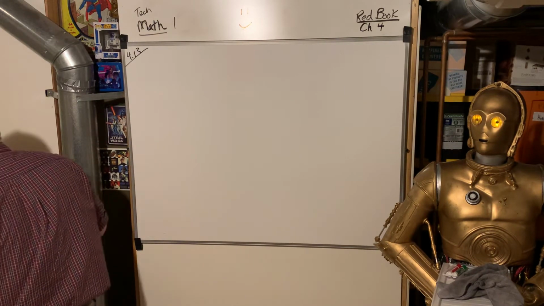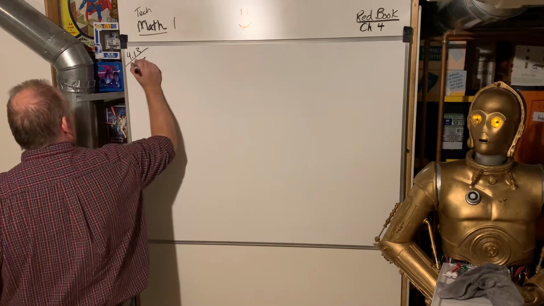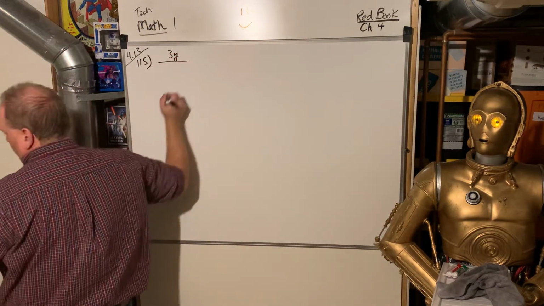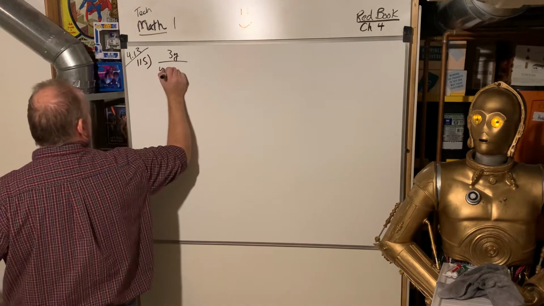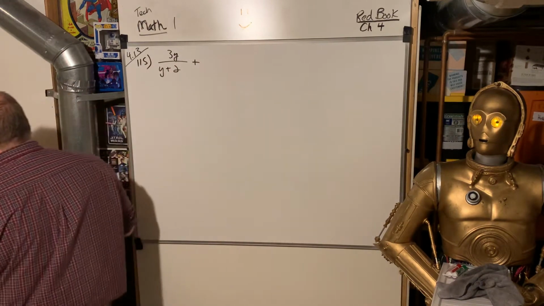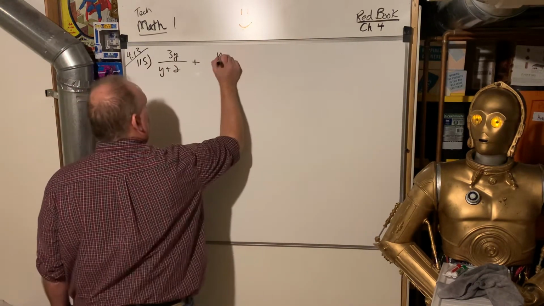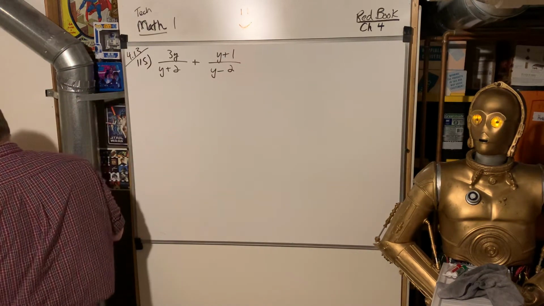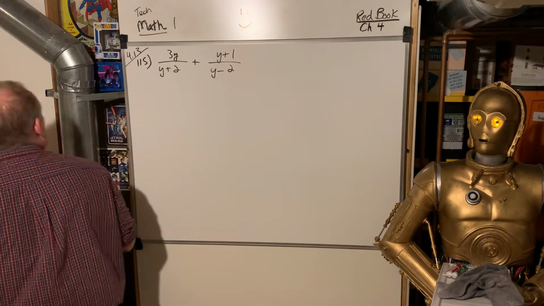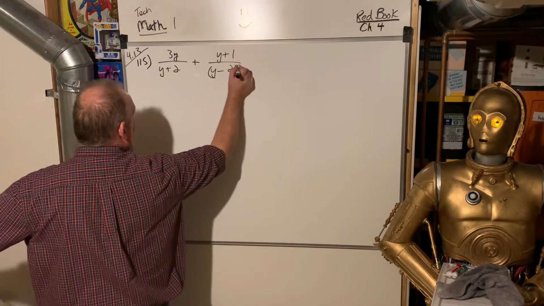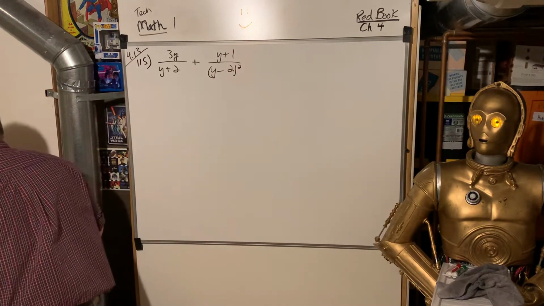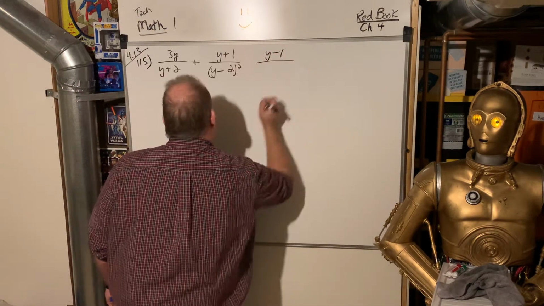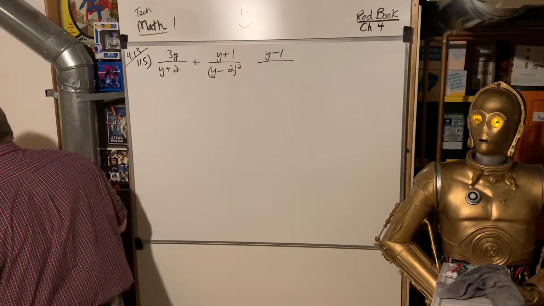So 115, they've got 3y over y plus 2 plus y plus 1 over y minus 2 quantity squared. Oh, really? Squared? And y minus 1 over y squared minus 4.